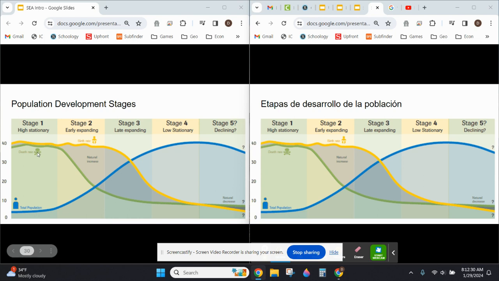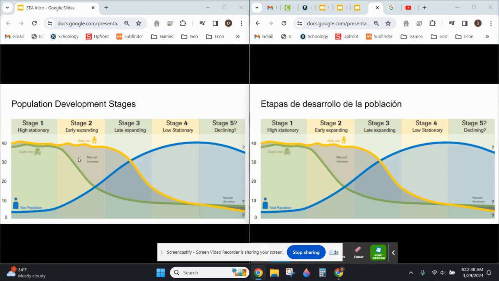There's not really a whole lot of countries in stage one. If you go back like 50 or 100 years, then Africa would fit here. Stage two, this is Africa right now. They're getting access to a little bit more healthcare, and their death rate is dropping, but their birth rate is still high, so their population is growing.